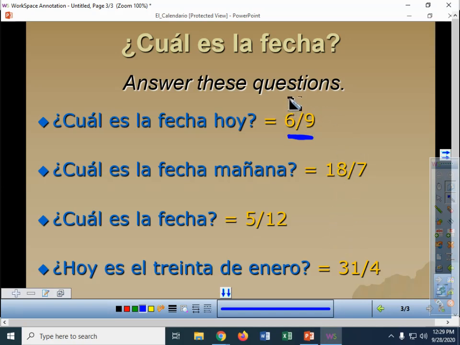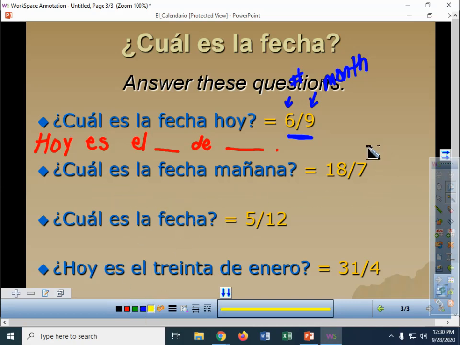So, remember, this is the number and this is the month. So the 9 is September, okay? So we're going to start. ¿Cuál es la fecha de hoy? What's today's date? So we're going to start with hoy. Es el, and then you're going to write 6 de septiembre. Seis de septiembre. Then it says, ¿cuál es la fecha mañana?